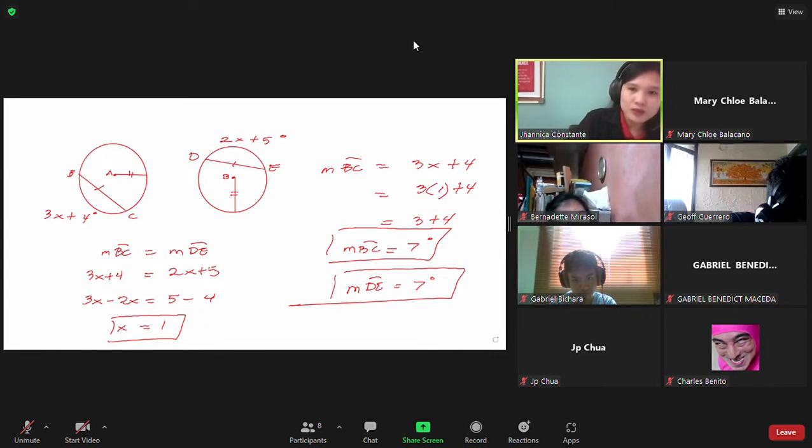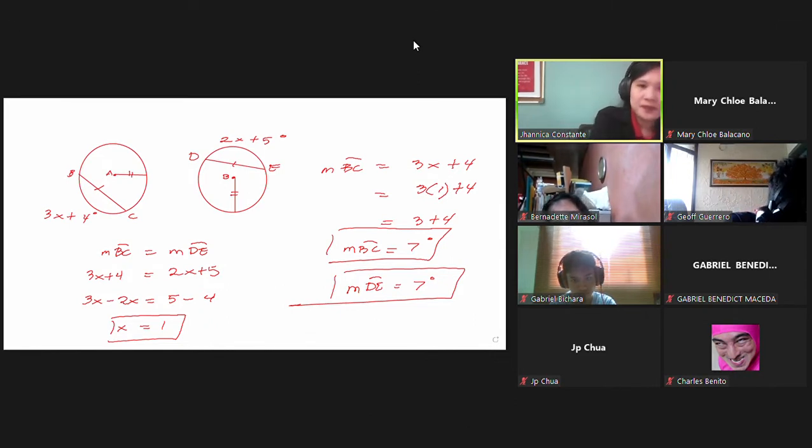And now for the first theorem. So let's proceed with the second theorem of our congruent circle.